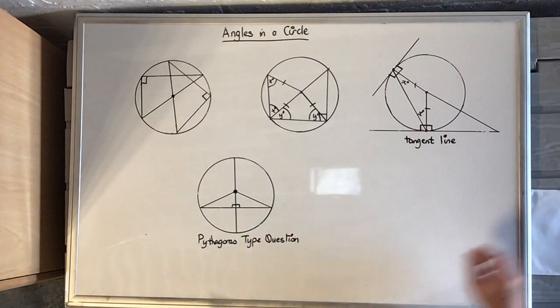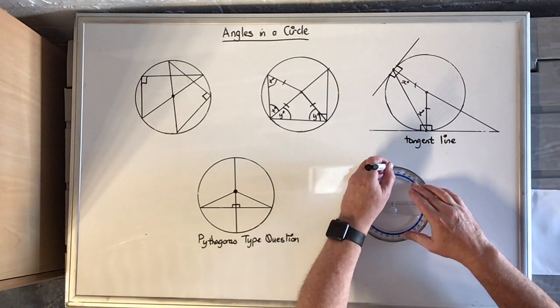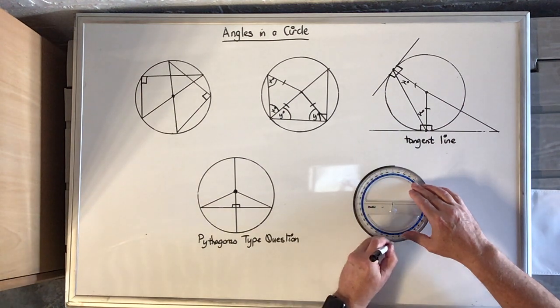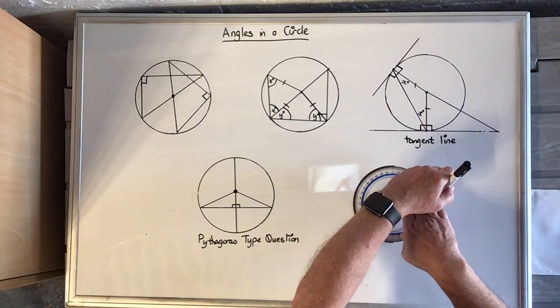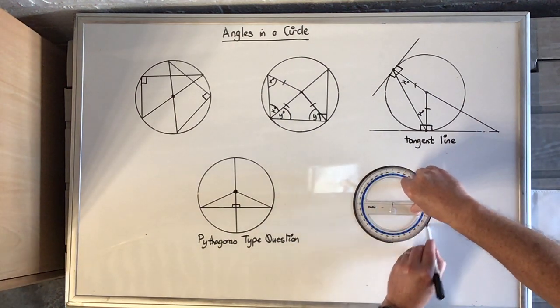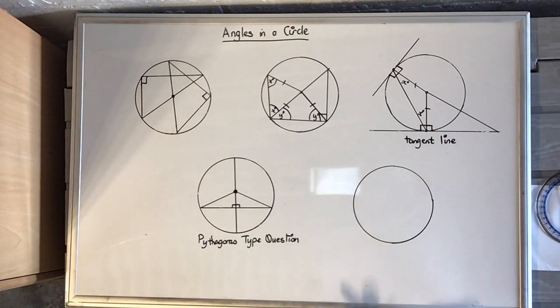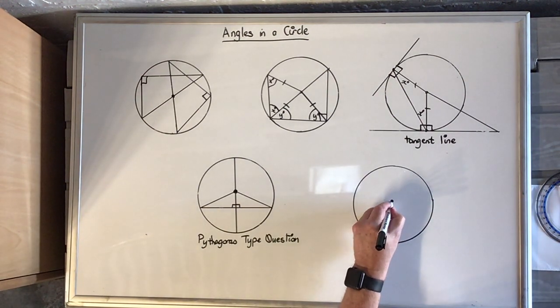Okay, and I think just while we're here, just to finish off the whole of the circle, we'll look at arc length and area of a sector. So I'll just draw another circle in here. So this is nothing to do with angles in a circle, really. This is to do with arc length.